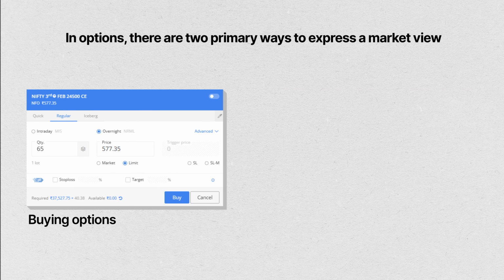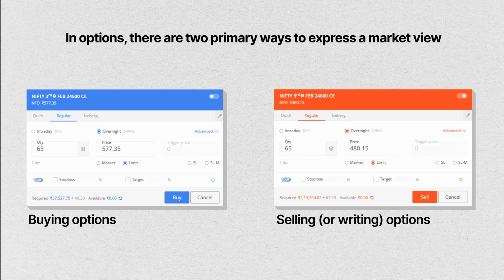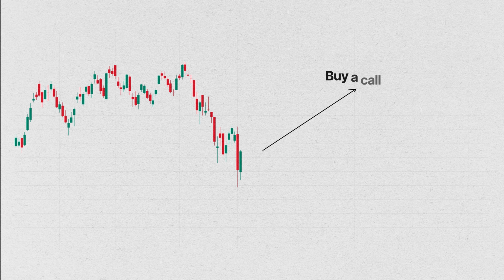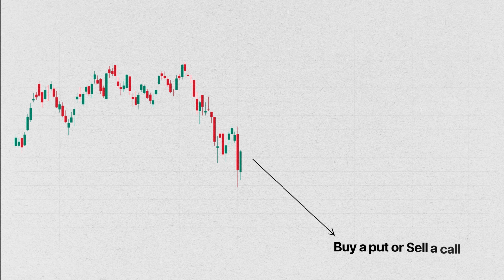In options, there are two primary ways to express a market view: buying options and selling or writing options. If you have a bullish view, you can either buy a call or sell a put. If you have a bearish view, you can buy a put or sell a call. While the directional view may be similar, the mechanics, leverage, and risk involved in buying options versus selling options are completely different. Let's start with buying options.